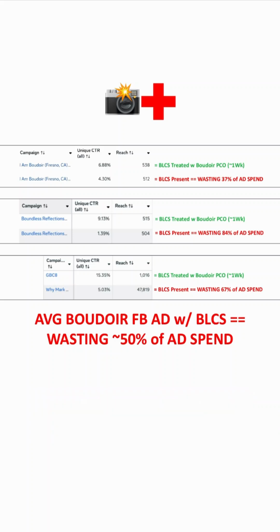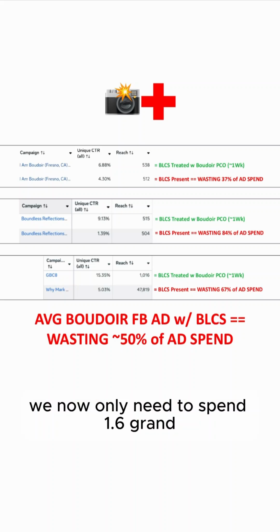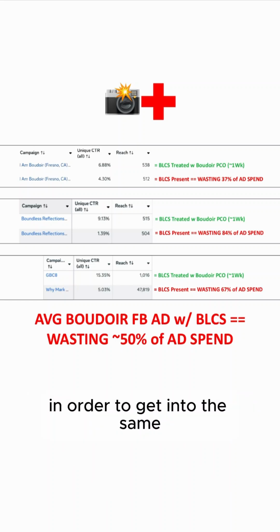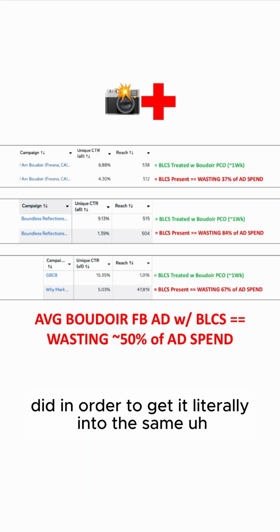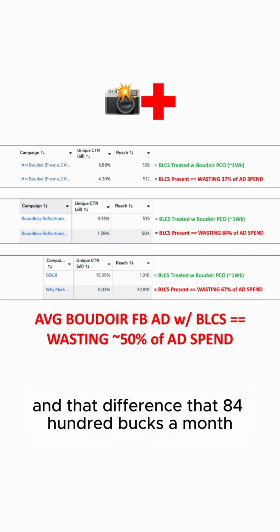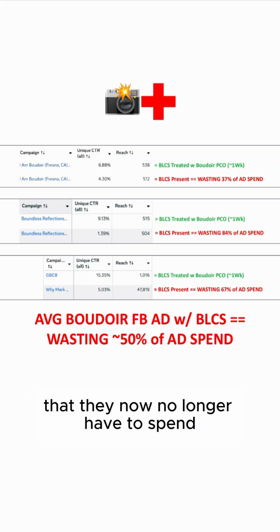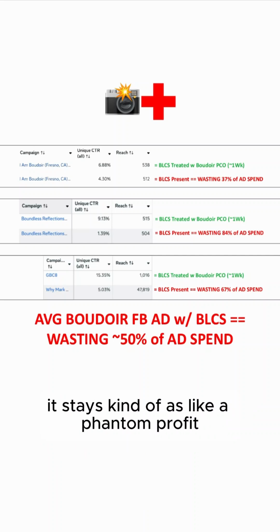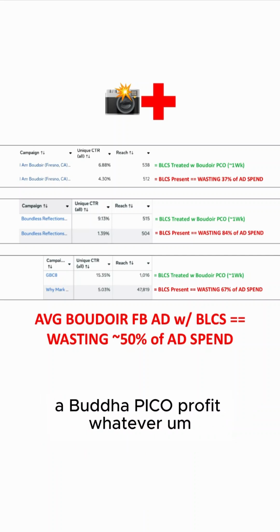As a result, if they were spending 10 grand a month on that original Boudoir Facebook ad, we now only need to spend 1.6 grand per month on the Boudoir PICO treated ad in order to get it into literally the same number of women's brains. And that difference, that $8,400 a month that they now no longer have to spend, they pocket every single month. They don't have to spend it. It stays kind of like a phantom profit, a Boudoir PICO profit, whatever.